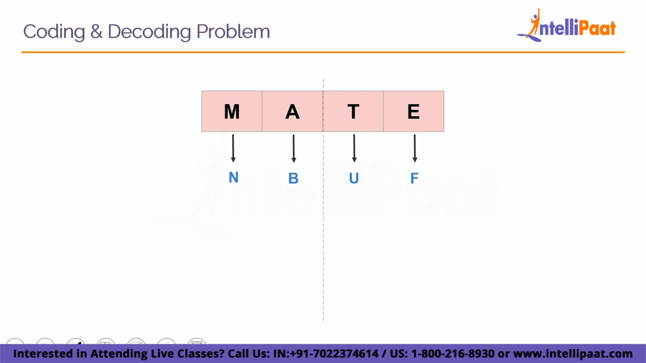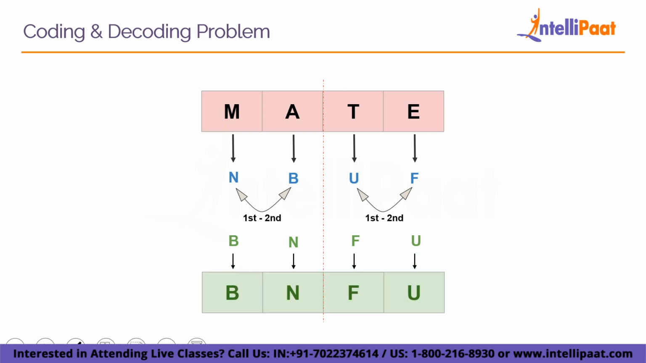So as we have followed in the previous one, we are going to follow the same pattern, and what we will do here, we will interchange just these first and second elements from both halves, right? So in first half also we are going to interchange first and second element. In second half also we are interchanging first and second element. So once you interchange that, you will get BNFU as your code, or I can say an alphabetical code for mate. So this will be our answer for MATE, that will be BNFU, right?